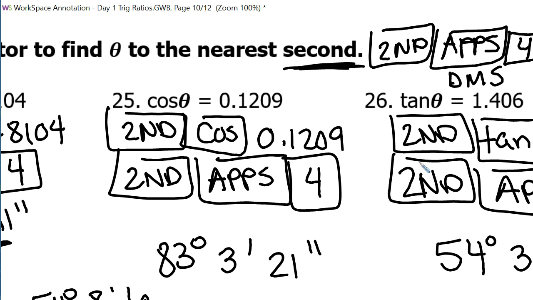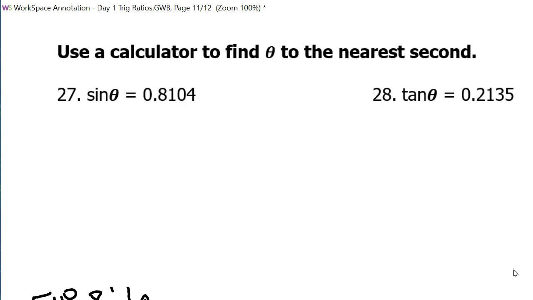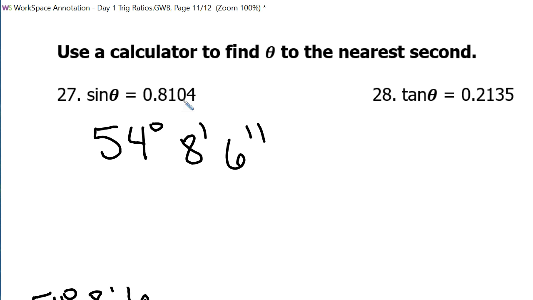Okay, the last 2. We made it. Now this section says use a calculator to find theta to the nearest second. Oh, we added problems. Okay. 27 and 28. Do you have the answer for 27? Yes. What is it? 54 degrees, 8 minutes, 6 seconds. Yeah. 54 degrees, 8 minutes, 6 seconds. What's that for 28? 12 degrees, 3 minutes, 6 seconds.